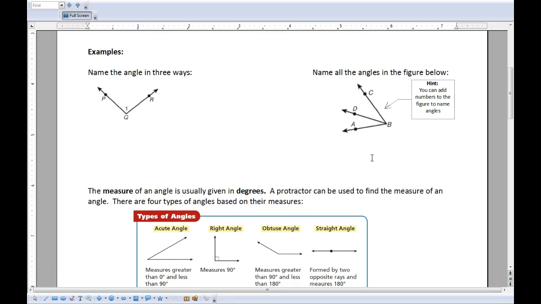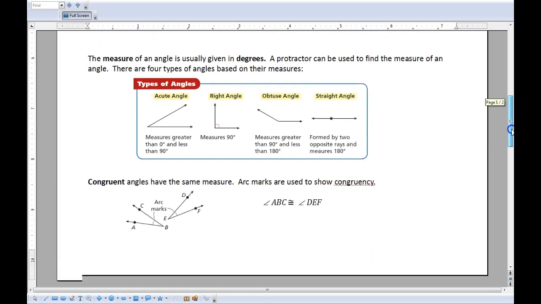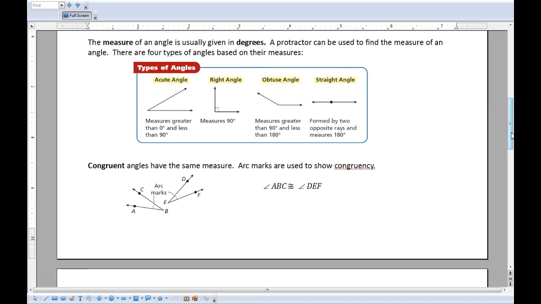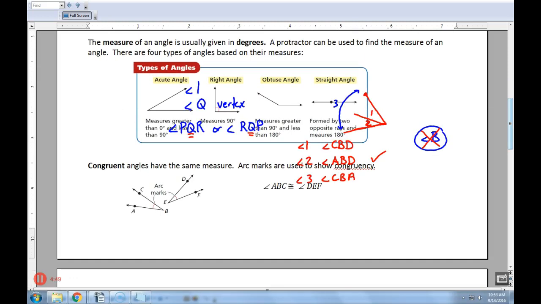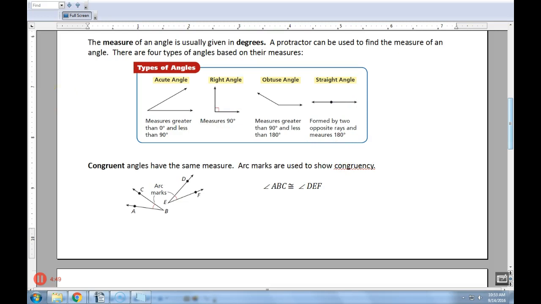All right, now we're going to go down and look at actually the measure of angles and do a little bit of classifying here. So when we want to measure an angle, the units that we use are given in degrees.